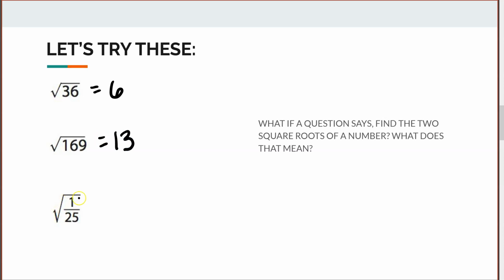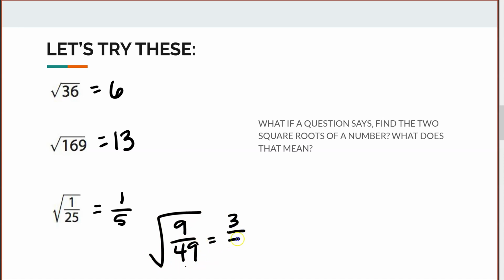Alright, now we have a fraction inside the radical sign. Now, what that means is that you would do the square root of 1 and the square root of 25. Now, the square root of 1, just 1 times 1 is 1. A number multiplied by itself to equal 25 is 5. So square root of 25 is 5. So for example, if I give you 9 and 49 just to make up a number, square root of 9 is 3 and square root of 49 is 7. So that's how you will do those.